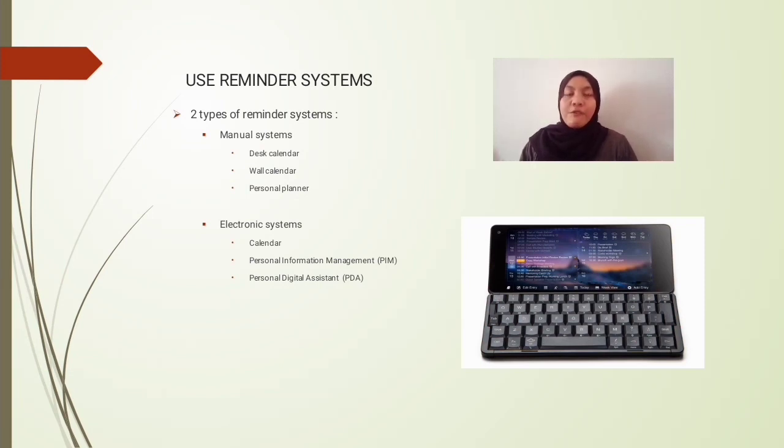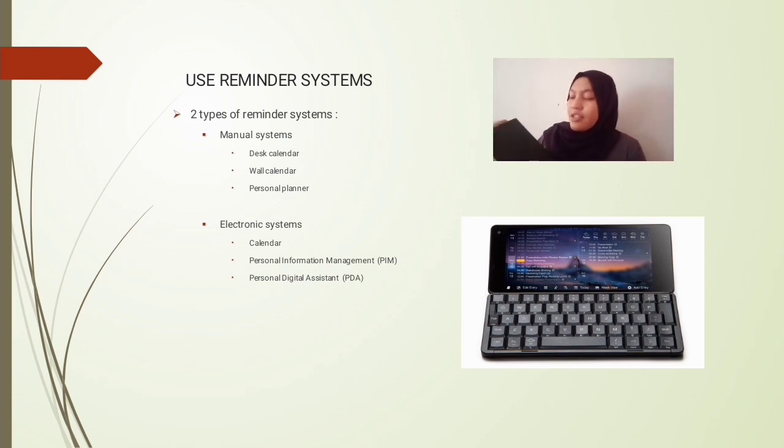As an office worker, you must keep track of appointments, meetings, travel dates, and deadlines. Here we can clearly see that there are 2 types of reminder system that we can use to keep track. The first one is manual system, and the second one is electronic system. For manual system, the first one we have here is desk calendar. Next is wall calendar and personal planner.